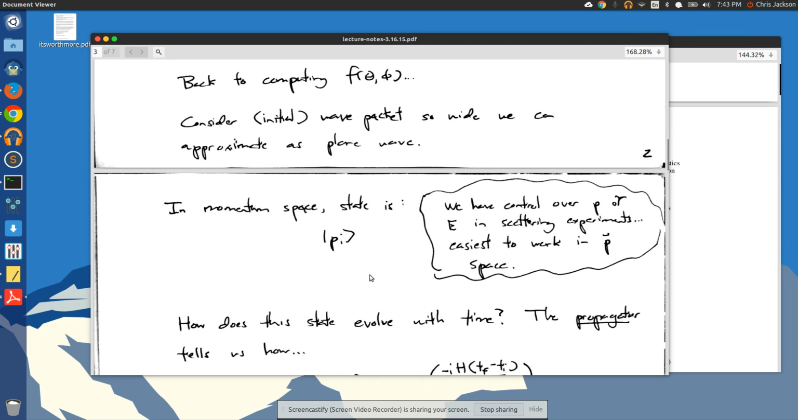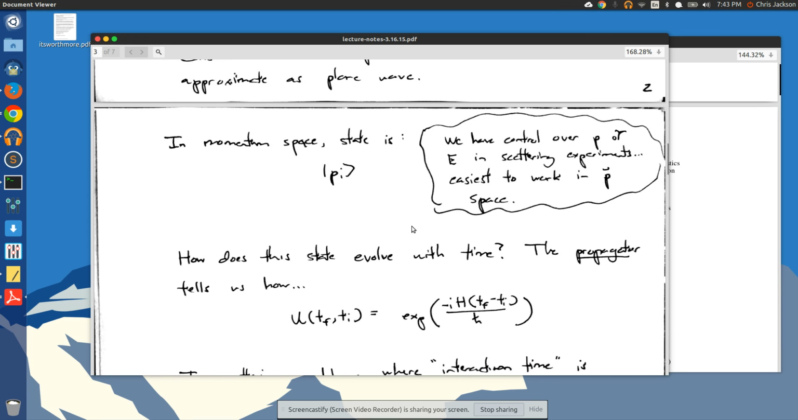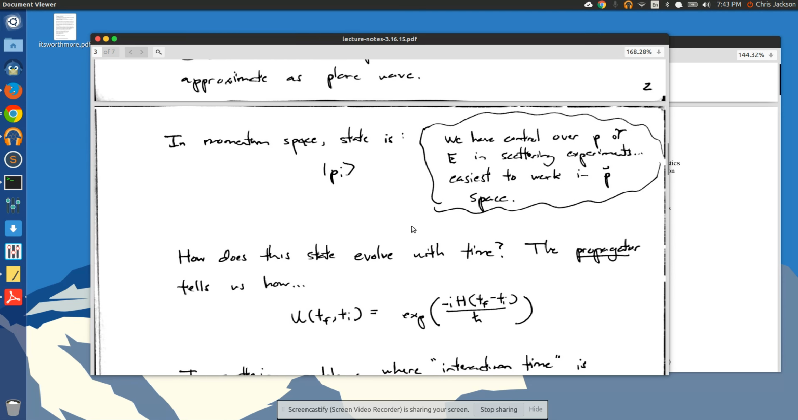So this has a couple of advantages. Like I said, it's nice because it simplifies a lot of the calculation, but it's also nice because we can control things. If we work with momentum eigenstates, then we know what the momentum is, right? When we fire the particles out of the gun or the accelerator or whatever, we know what the momentum and energy is, right? So that gives us a handle on at least something in the problem. We know what the initial state is.